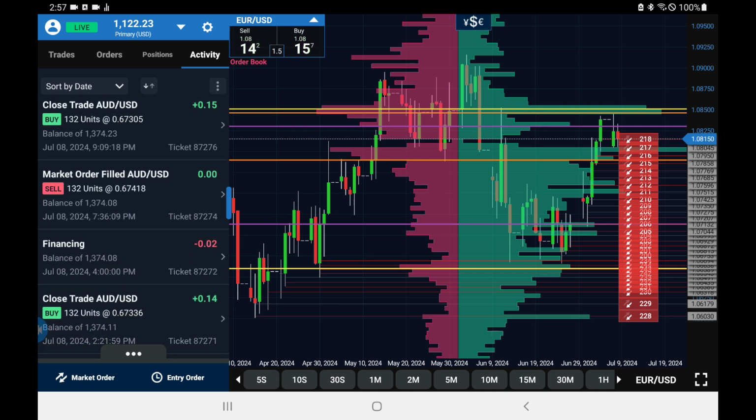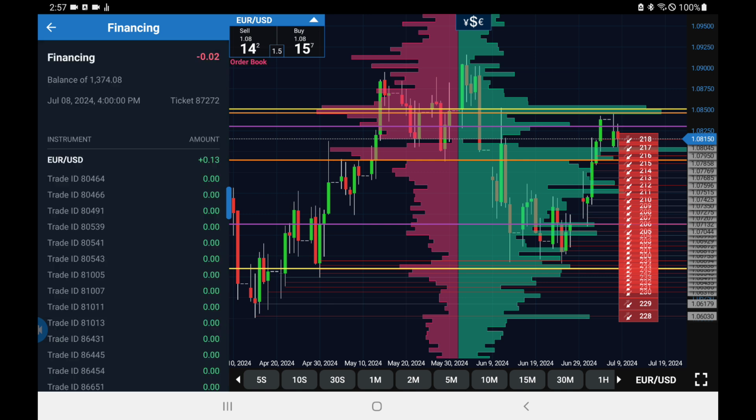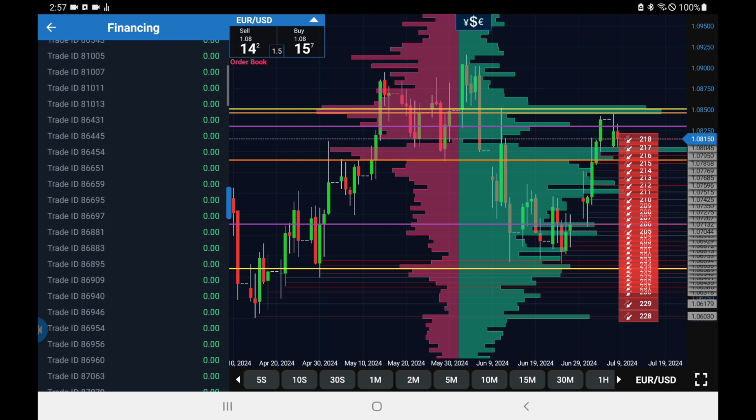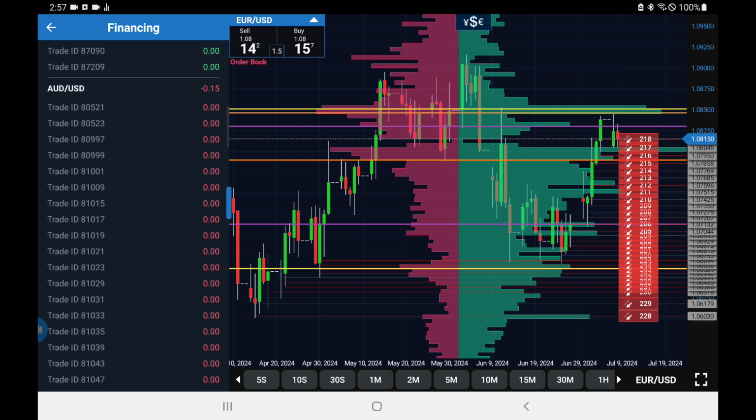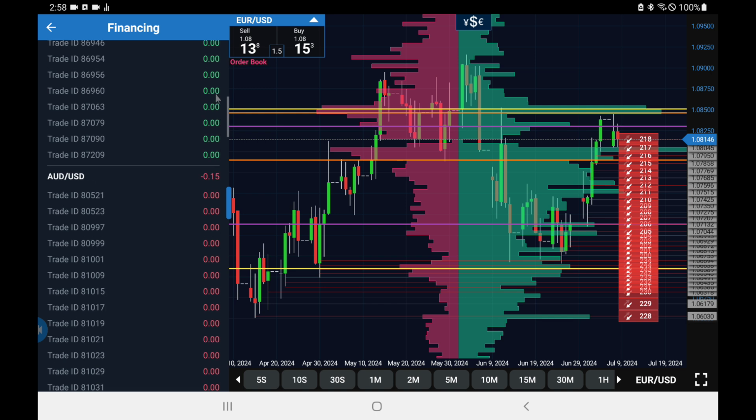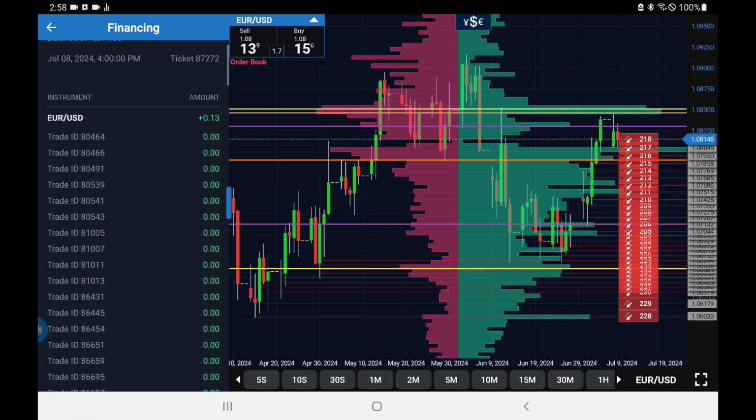Here we go. I got charged 2 cents for my finance rate. Of course, if we go through and see what that is, we see that every pair gets charged a different finance rate. Every order gets charged a finance rate. So we go down to Australian dollar, for example, and I got charged a total of 15 cents for holding that. But for Euro USD, I got a negative finance rate credited to the account of 13 cents.